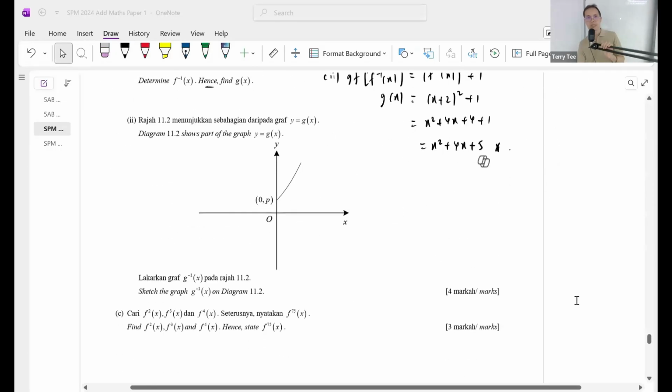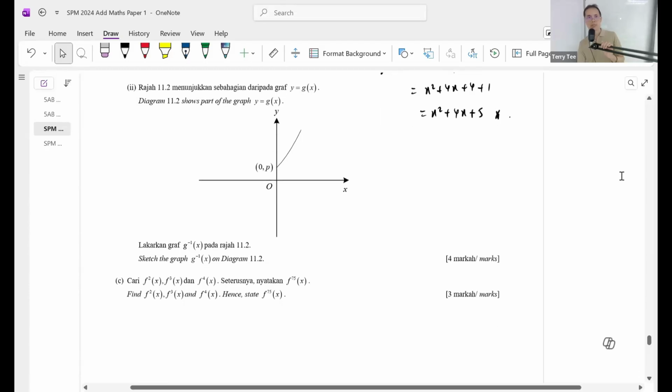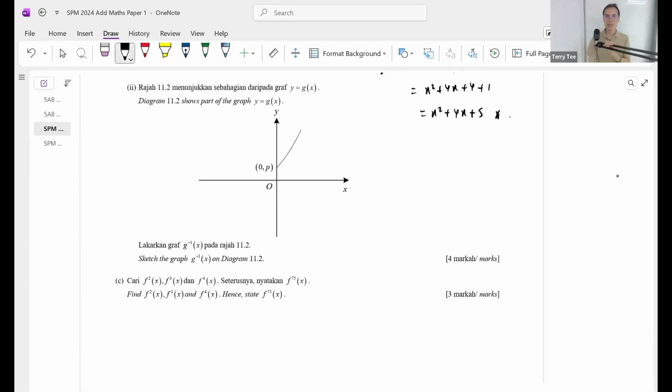Okay, the next part, we're going to sketch a graph. The graph of y equals g(x) is already given. You're supposed to sketch g inverse. Okay, this is your y equals g(x). The relationship between a function and its inverse is given by what? The reflection in the line y equals x. So sketch your y equals x.